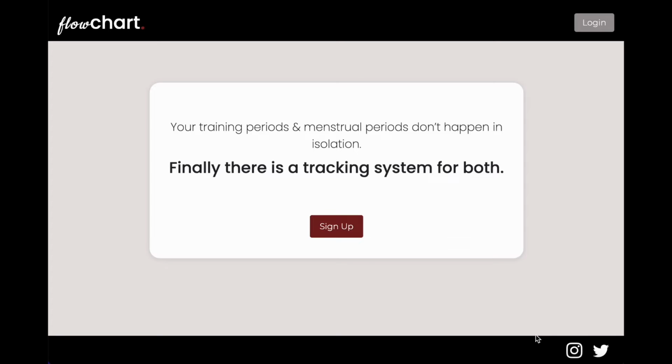During my time as a professional female athlete, I noticed that women wanted to understand how their periods affected and were affected by their training. Like the landing page says, your training periods and menstrual periods don't happen in isolation, so flowChart is the tracking system for both.